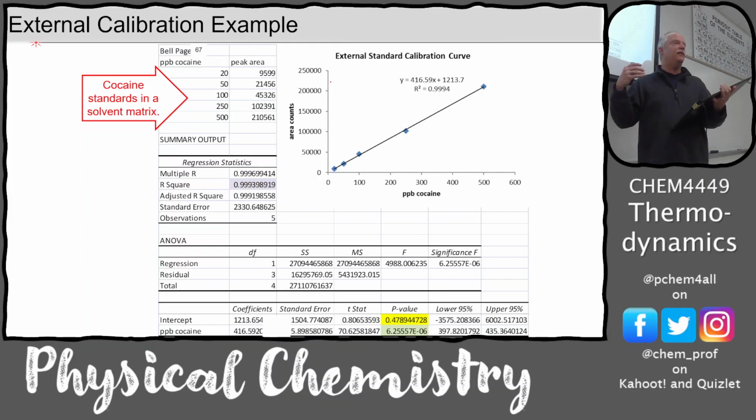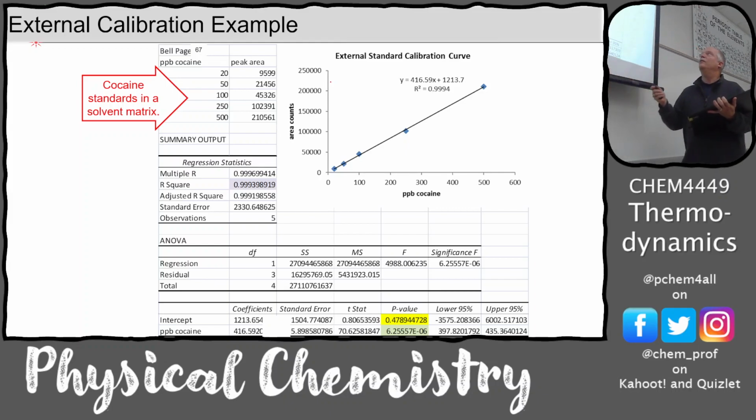We could use this equation if we ran another sample of our actual sample in here. We would get an area, and we could come over and use that equation to tell us how much parts per billion cocaine we had. But we wouldn't be able to calculate the uncertainties. And so we want to always do that.